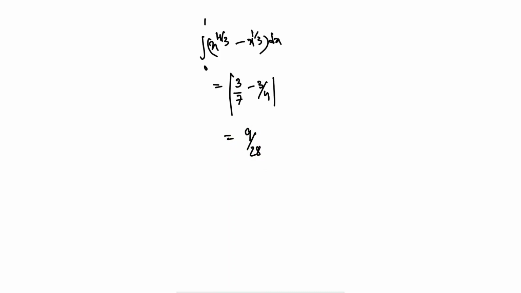So it's basically the integration from 0 to 1 by 4 of (x power 4 by 3 minus x power 1 by 3) dx. If you just put in the values and solve, because it's an easy integration, and remember we need to put a mod because it's an area, it comes out to be 9 by 28. Okay, so this is the answer.